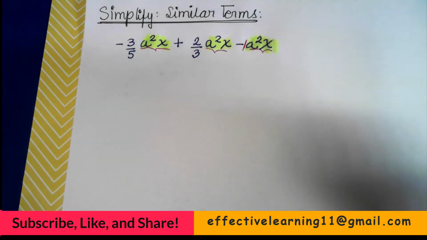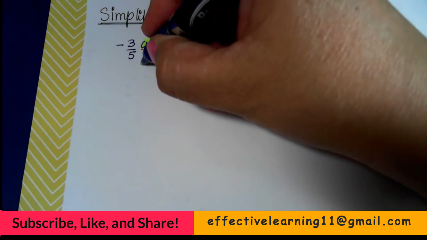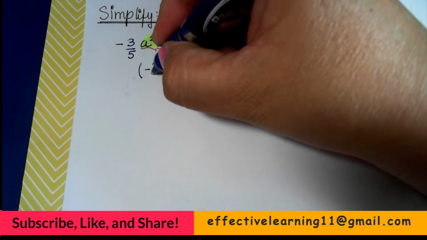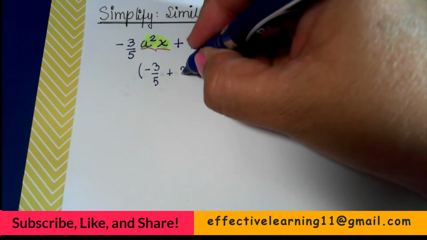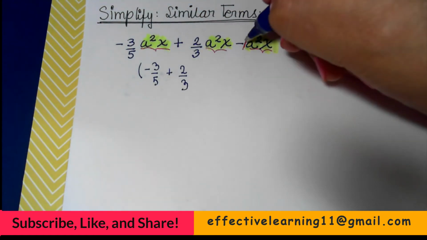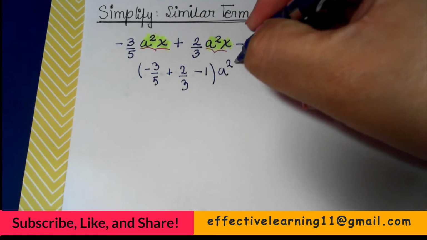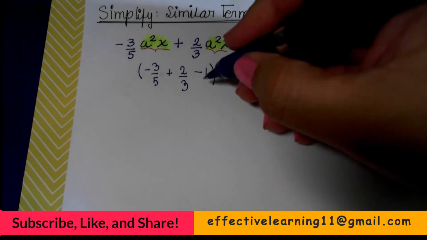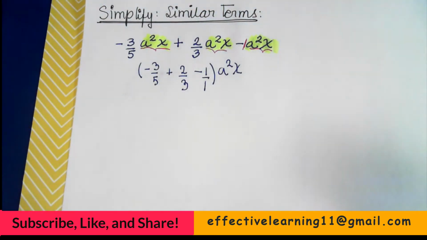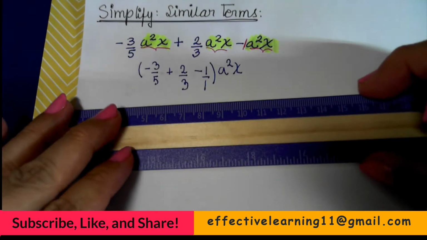Okay, so in that case, what we are going to do is just copy here the first coefficient, the second coefficient, and minus 1. And also we have to copy the common literal part. When we don't have a fraction, we just add the number 1. We have 3 fractions, so we have to operate all of them.